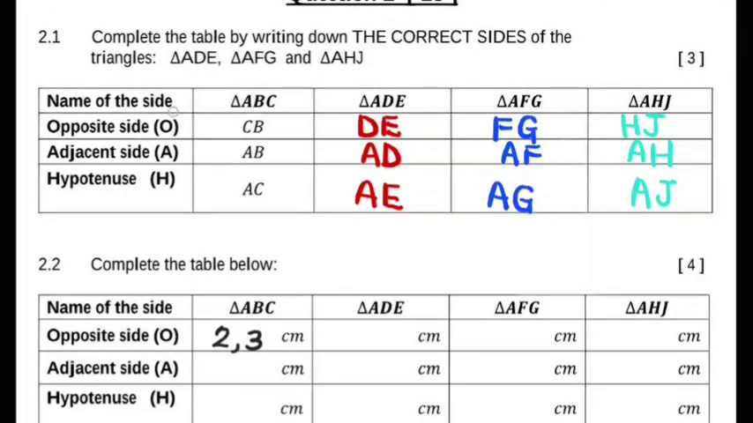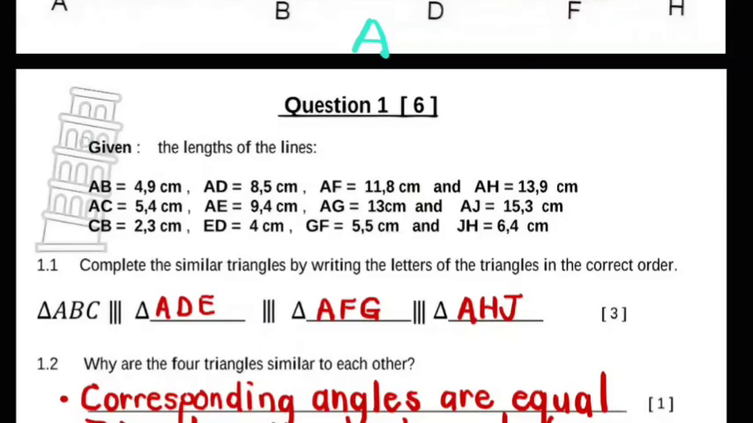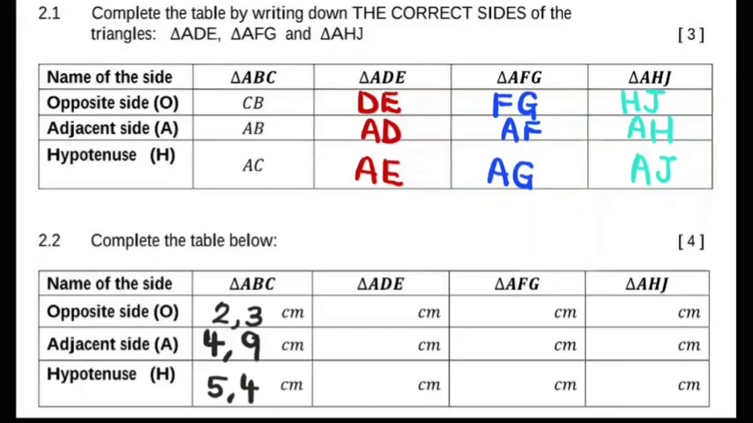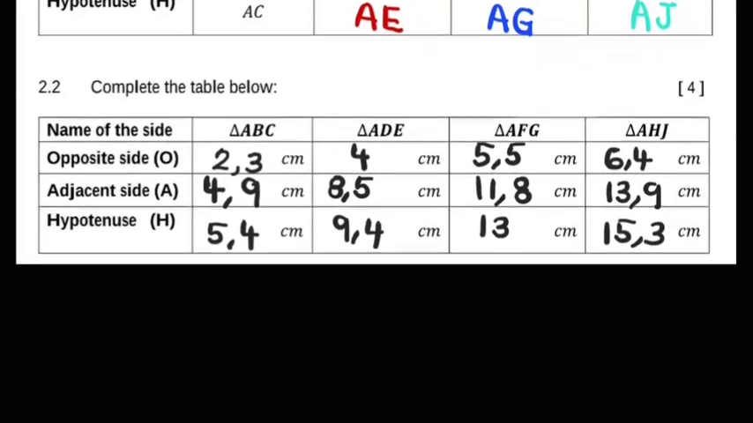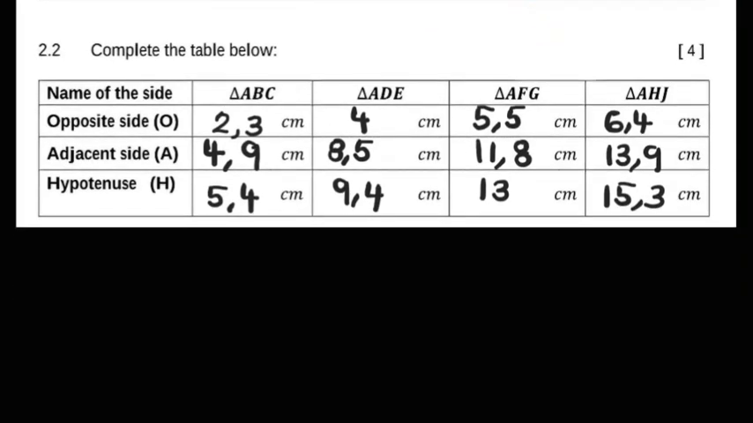The next values we need are AB and then AC. Here's information from question 1. AB is 4.9, AC is 5.4. Now, these are the rest of the sides that you need. I'm going to scroll up to the information given under question 1 where we have the lengths, and I'm going to give you a bit of time to try it out on your own to fill in the table. You can pause the video and continue, and I will fill in all of the values and then proceed. So this is my completed table for 2.2.